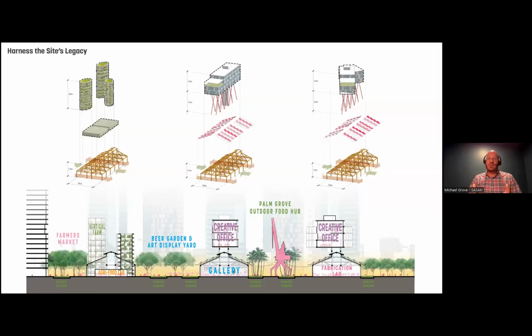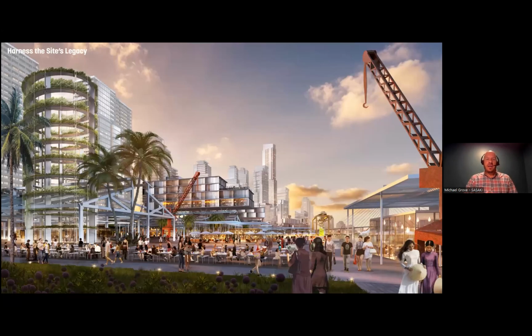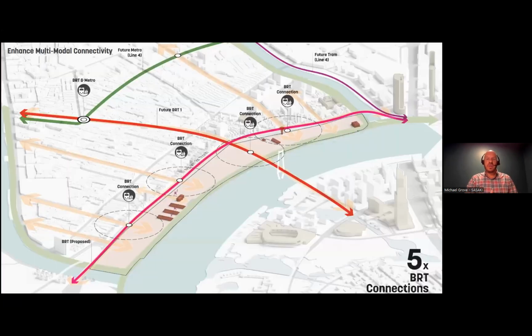Our second principle was to harness the site's legacy, adaptively reusing the existing port buildings with a variety of new uses that would bring innovation and activity to the waterfront while still recalling its former use. Industrial remnants like overhead gantries and cranes remain in place as artifacts in the public realm.